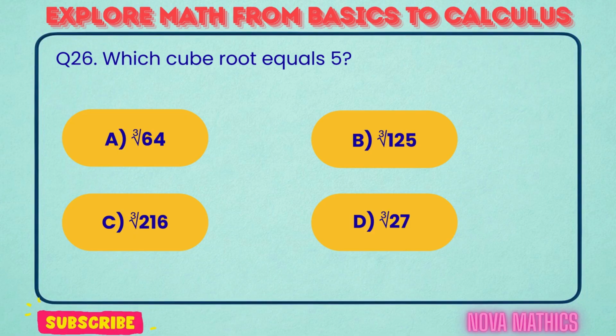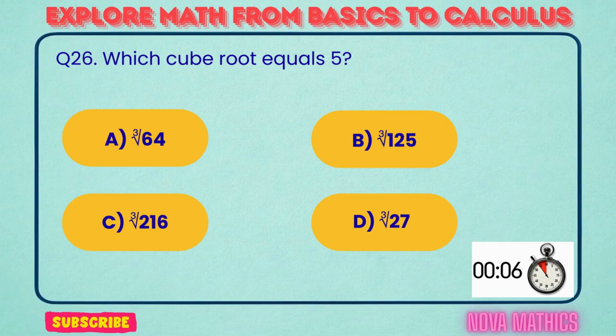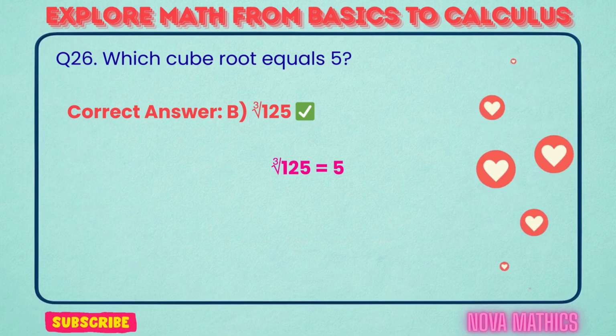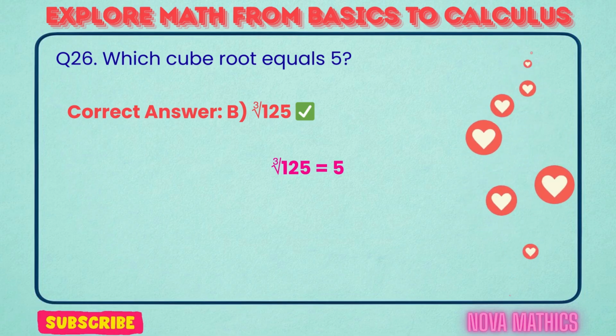26. Which cube root equals 5? Correct answer is cube root of 125 is 5.